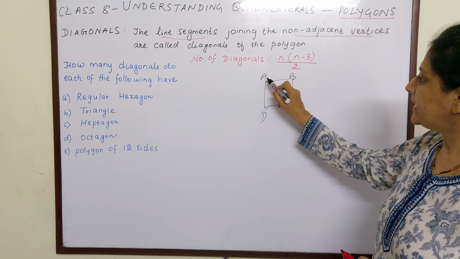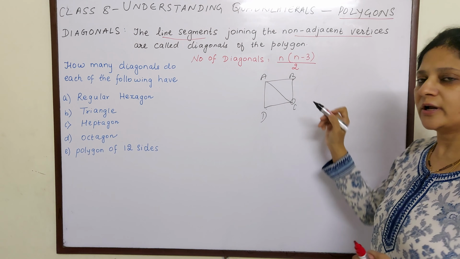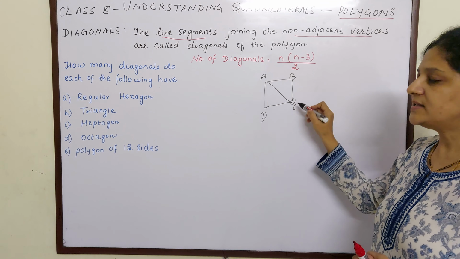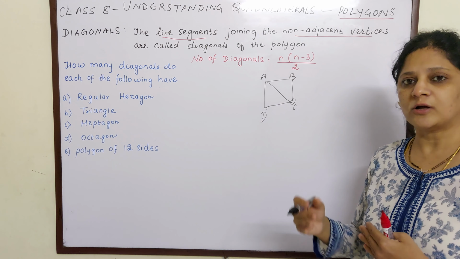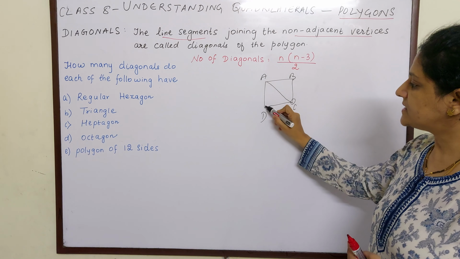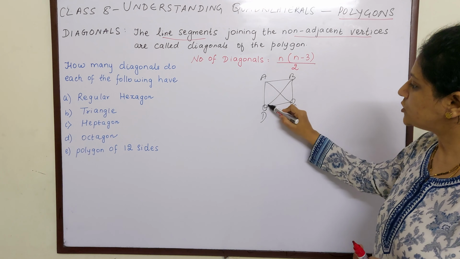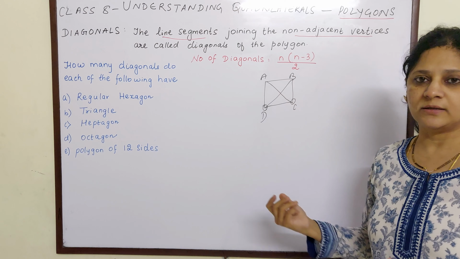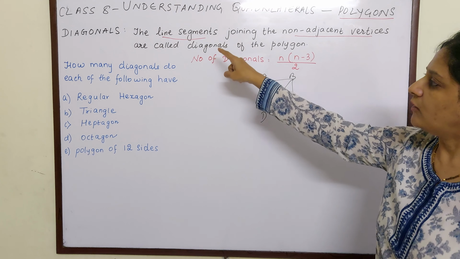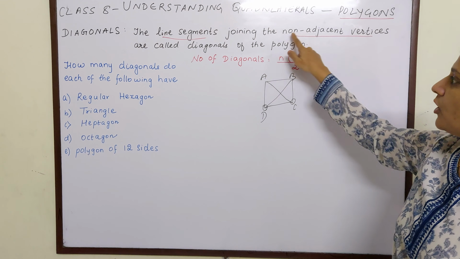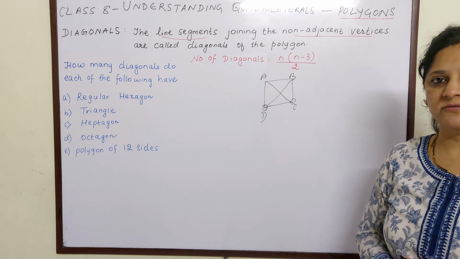For B, A and C are the neighbors, the consecutive vertices, and D is the non-consecutive vertex. So any line joining B and D is called a diagonal. So this is the meaning of a line segment joining the non-adjacent vertices.